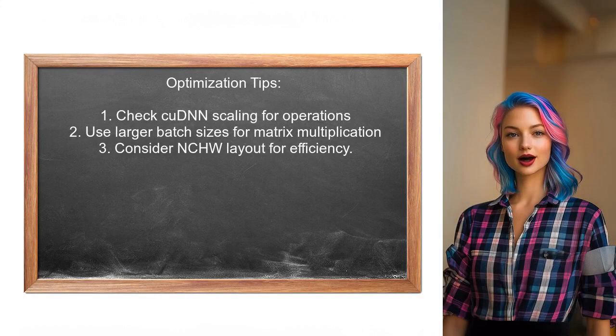Lastly, they recommend checking the cuDNN scaling, as certain operations like matrix multiplication require larger batch sizes for optimal performance. Additionally, consider using the NCHW layout for better efficiency.